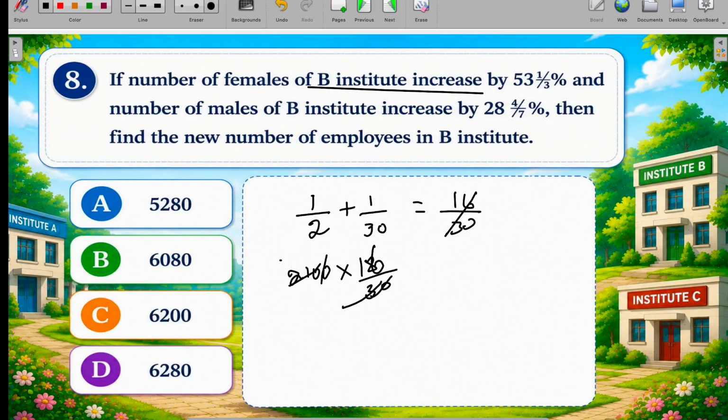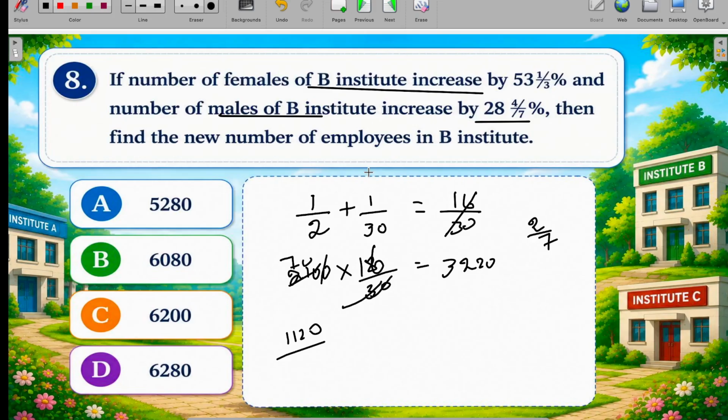3 ones are 70, 16 sevens are 112. This number, if I do it, we'll get 3000 plus 220, 3220, because 16 sevens are 112, 1120 increase, 2100 plus 1120, 3220. So 3220. Okay, now the question continuation. Number of males in B institute increased by, we know, 2 by 7.